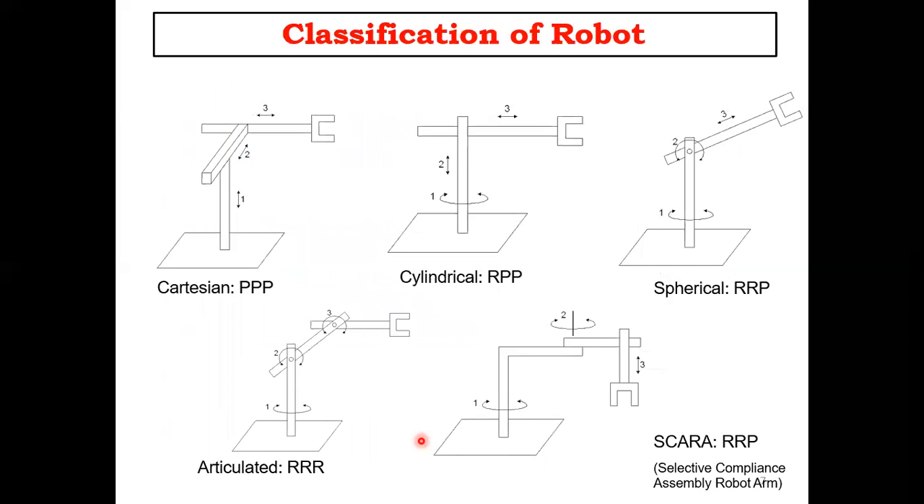So next, classification of robots. Generally robots are classified into six types: Cartesian, cylindrical, spherical, articulated, SCARA, and finally delta. These classifications are done by the joints, prismatic and rotary joint. Prismatic means translation motion. That is prismatic joint.